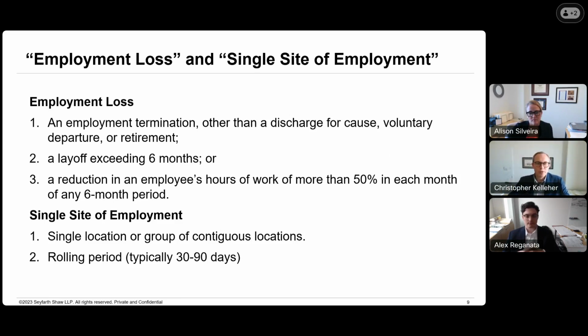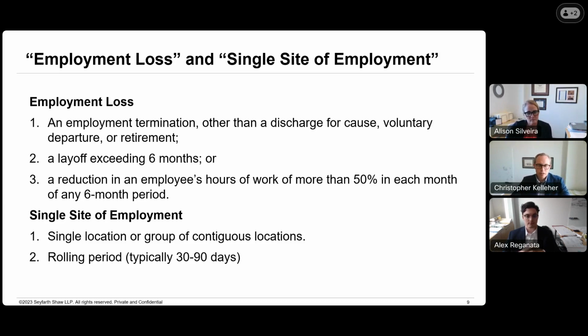With regard to discharge for cause, employers should be cautious in not counting these terminations in determining the coverage thresholds and triggering events, because if it's scrutinized, the employer may need to show that the discharge wasn't an attempt to evade the WARN Act. So just need to be a little bit careful there.